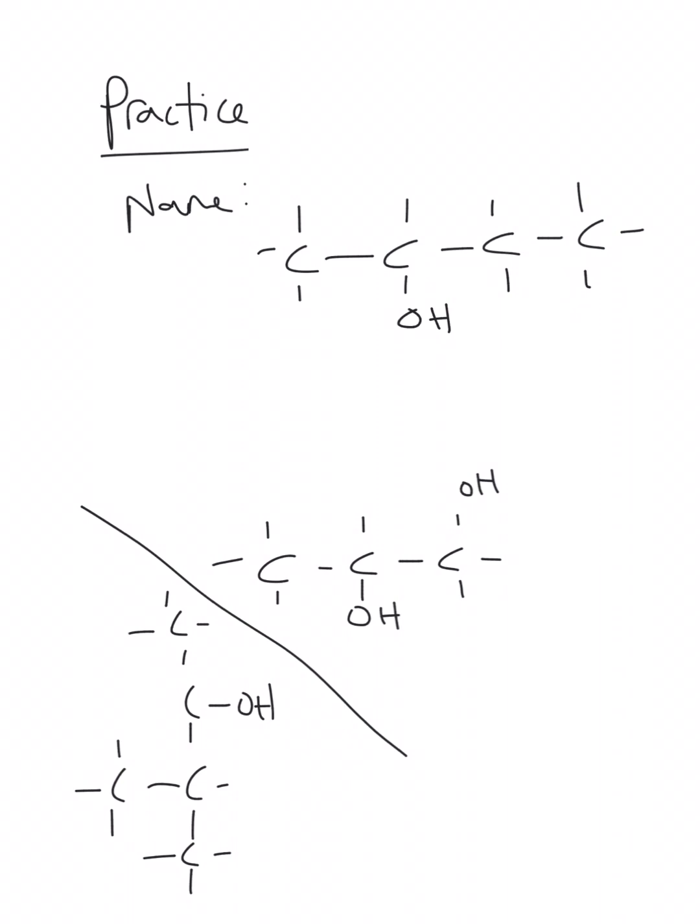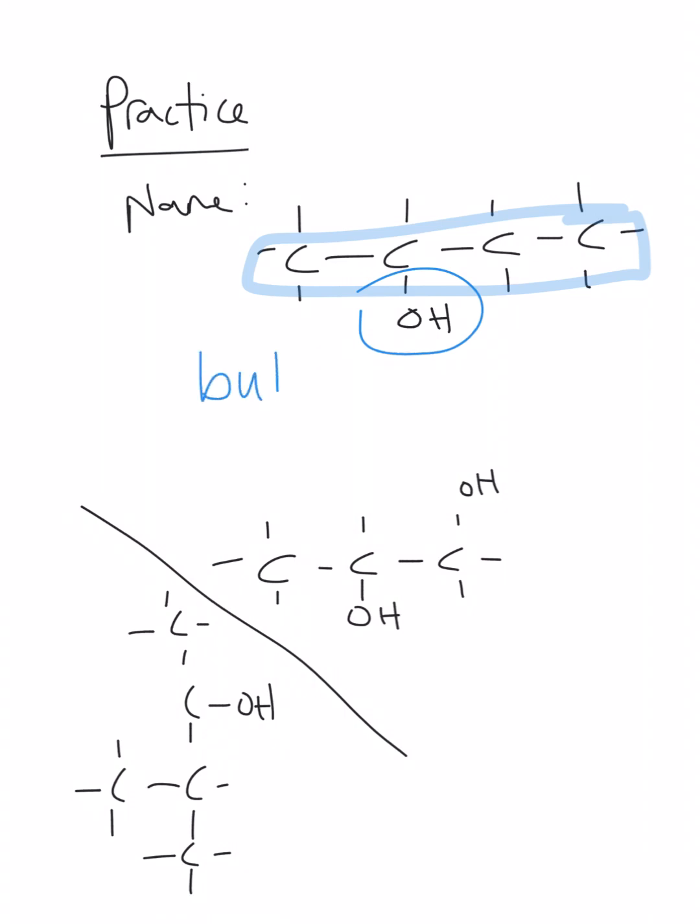Alrighty, a little bit of practice here. So the first one, let's come up with the name for the one at the top. We have the longest run as 4, so we know that's going to be a but-, so some kind of a butanol. What carbon is the hydroxyl group on? It's on carbon 2. So it's going to be butan-2-ol. That's how you would do that.